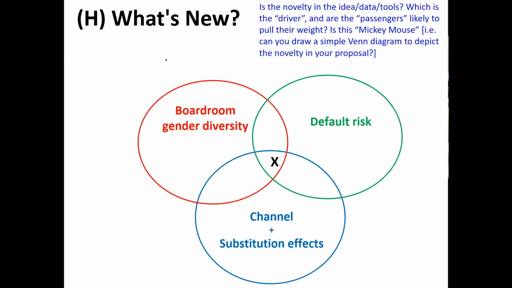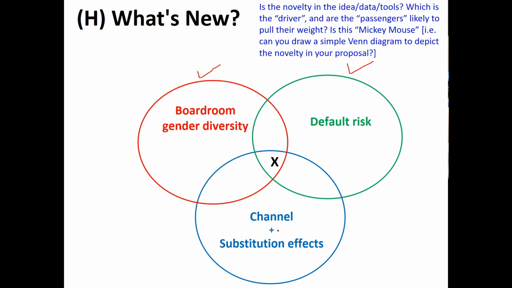Okay, so what was new? As I said, the new part can come from the data, from the idea, or from the tool. Here I relied mainly on the idea part. You can see this Venn diagram, the Mickey Mouse: boardroom gender diversity, there are so many papers on this stream; default risk, there are so many papers on this stream; but none of the papers in the existing body of literature have related boardroom gender diversity with default risk. So when we overlap these two, that is the novelty in the paper.